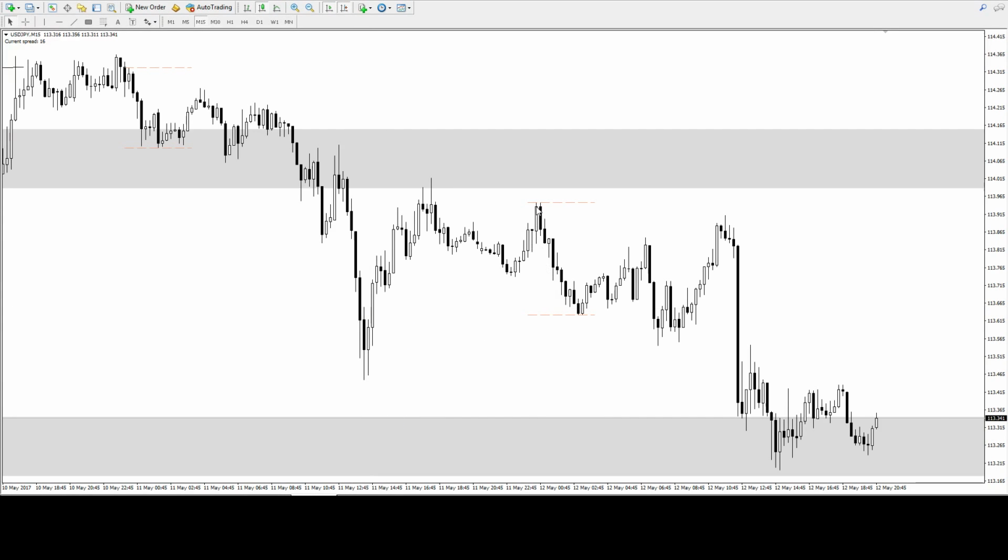So I watched it. I thought, let me see this unfold. It comes up, takes out this high, takes out this high into this block here, and then it breaks down. So now I'm seeing, okay, price is starting to break down. If this is bullish, this shouldn't have been broken.